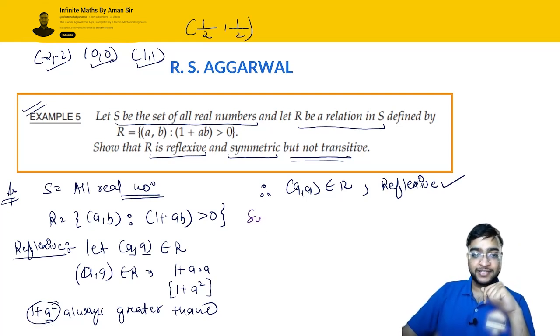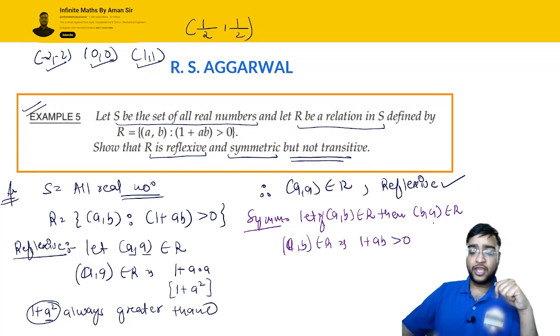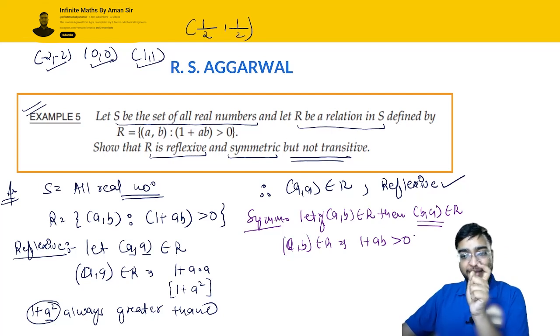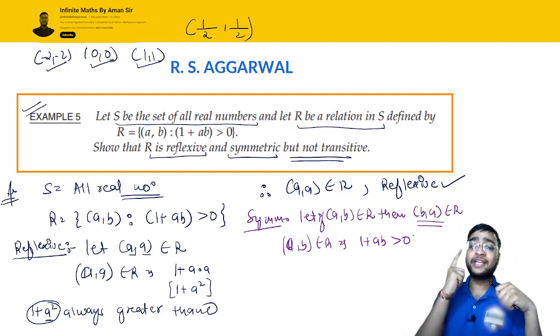Let's say for the symmetric one. For symmetric, I am taking (a, b) in my relation, and I try to prove that (b, a) is in my relation. If (a, b) is in my relation, then it implies that 1 plus a times b is greater than 0. For (b, a), the expression should be 1 plus b times a. Is 1 plus b times a also greater than 0?